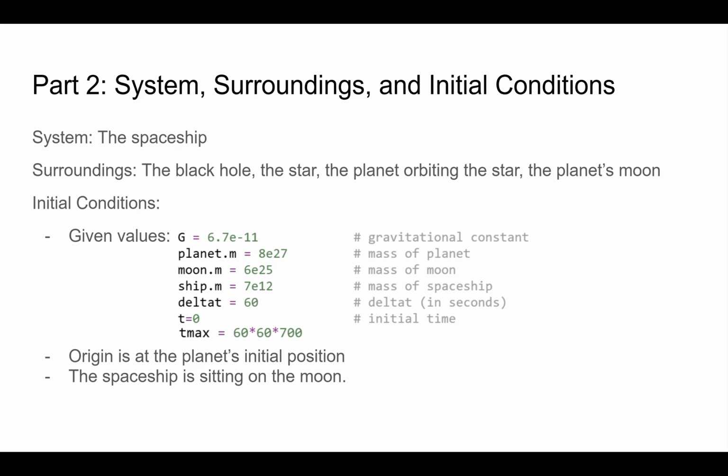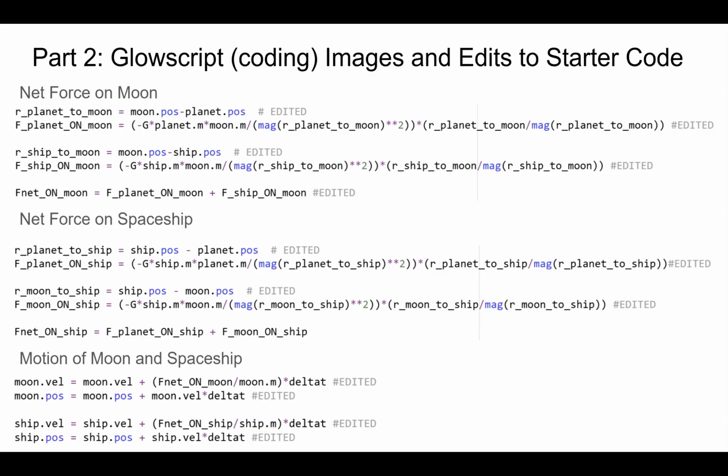So this is what the code looks like. For net force on the moon, the moon is the subject, and the planet and the ship are acting on the moon. Our planet to moon is the position of the moon minus the planet's position, and the F planet on the moon is the force due to gravity formula. The two masses are the planet's mass and the moon's mass, and R is our planet to moon. R hat is the unit vector of our planet to moon.